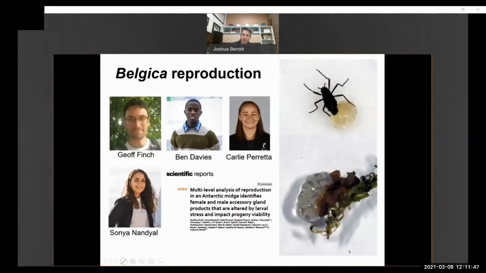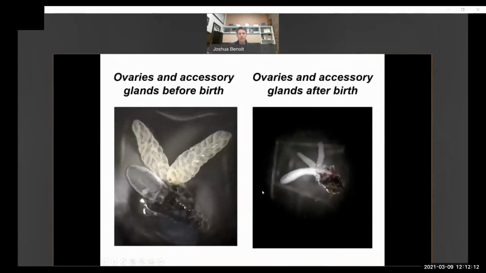And so this was some work by Shingoto. For our studies, what we want to say is, all right, what are the molecular mechanisms of Belgica reproduction? This was a combined study mainly by Jeff Finch, Ben Davies, Carly Preda, and Sonia Nandial, and was published last year in Scientific Reports. The main goal was to look and see what this gel is and what its role is in Antarctic midge reproduction.